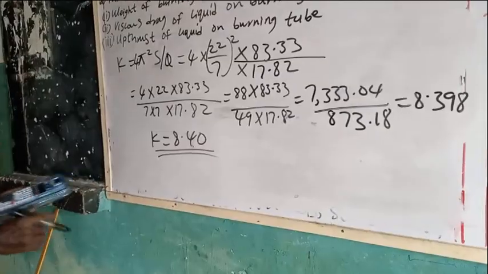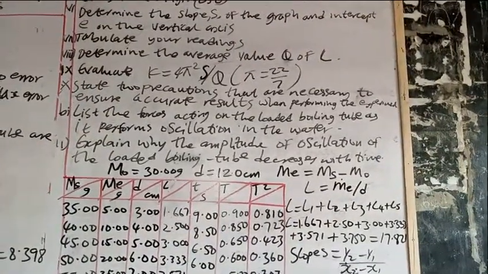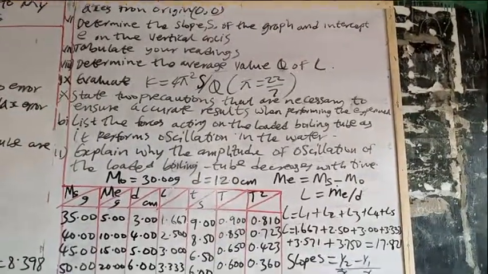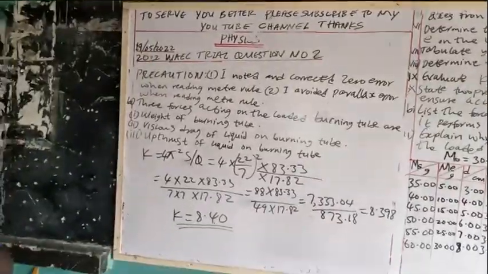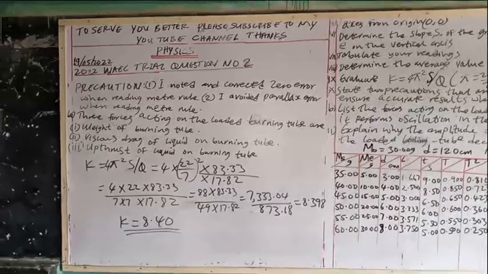as our K. Now, next thing is that we are directed to state 2 precautions necessary to ensure accurate results when performing the experiment in the laboratory. The 2 precautions are: I noted and corrected zero error when reading meter rule. The second one is I avoided parallax error when reading meter rule.